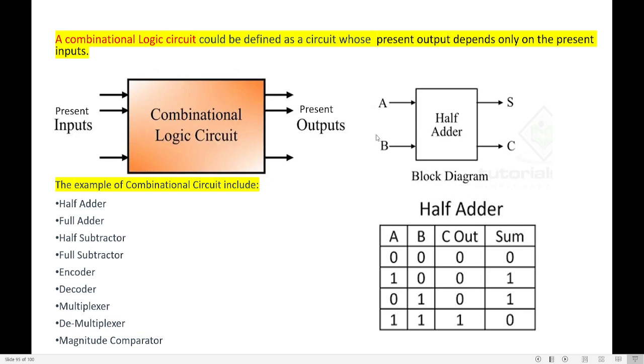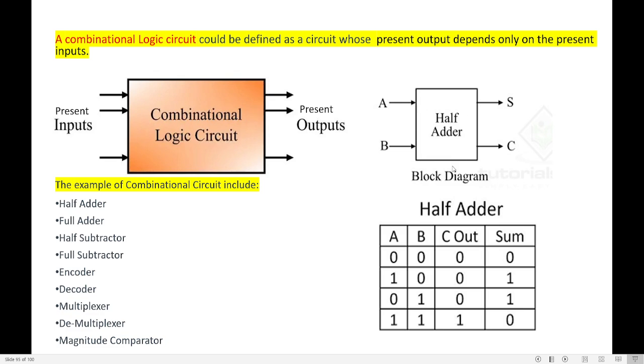It has two inputs A and B. Adder does addition function. It adds two inputs A and B and produces a sum and a carry. So the present output depends upon the present input. Imagine my present input A is 1 and 0. If 1 is added with 0, I get sum 1 and carry 0.